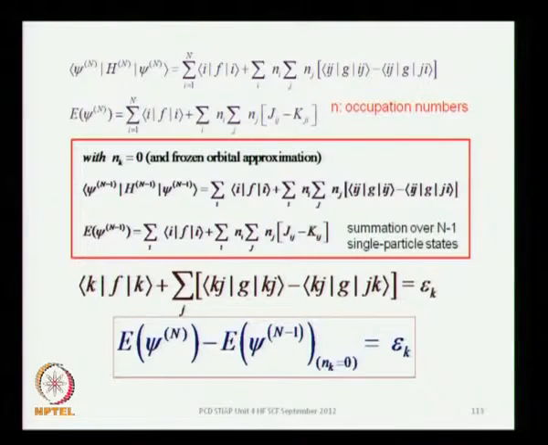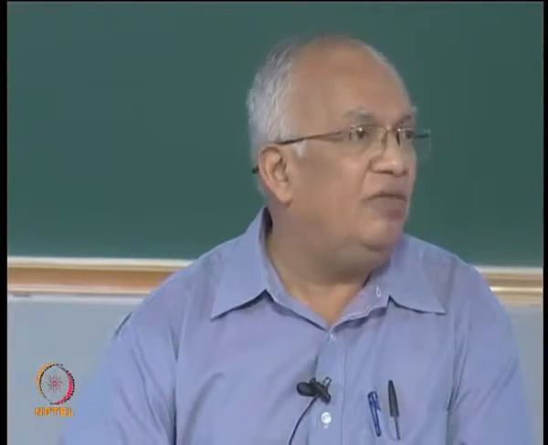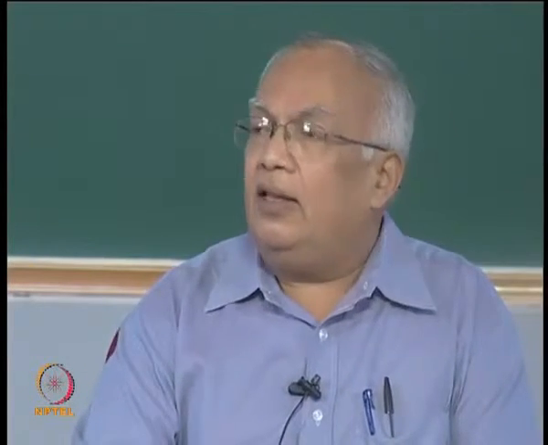What I illustrated for the 3 electron case is generalized here for the n electron case. The difference between the n electron system and the n minus 1 electron system, which has a hole in the kth state, is the ionization potential of the kth state, and it is equal to the kth Lagrange multiplier in the diagonal representation. This theorem is known as the Koopmans theorem.